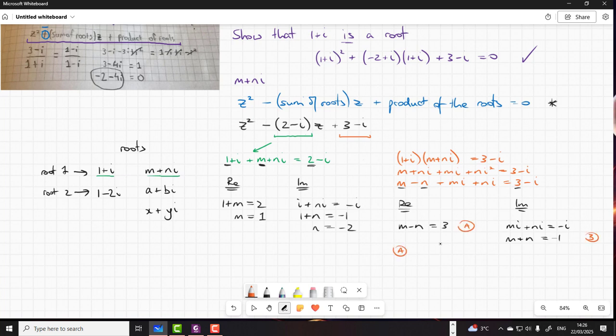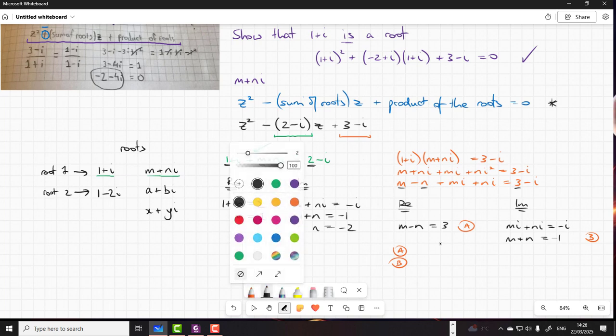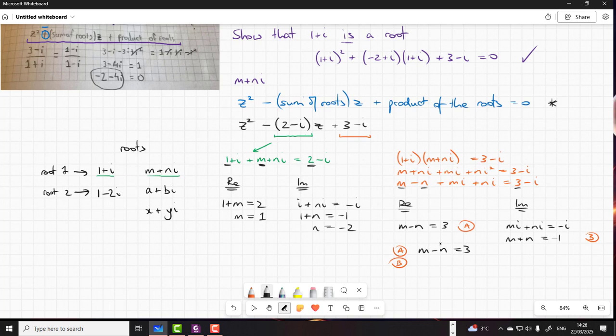I'm going to add those. So equation A, first of all, is m minus n equals 3. Equation B is m plus n equals minus 1. So I'm going to sum those two equations. The n's cancel. I get 2m is equal to 2. m equals 1, as we found out in the previous example. And then sub m equals 1 back into either equation, so we'll sub it back into equation B. So we have 1 plus n equals minus 1, n equals minus 2. And again, that was something we already knew from doing the sum of the roots.